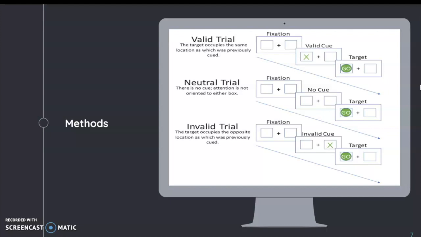The valid condition was where the cue location and the target location matched, so they are both either to the left or to the right. The invalid condition was where the cue location and the target location did not match, so they are on opposite sides of the fixation point in the middle. And as I said before, the neutral condition had no cue.